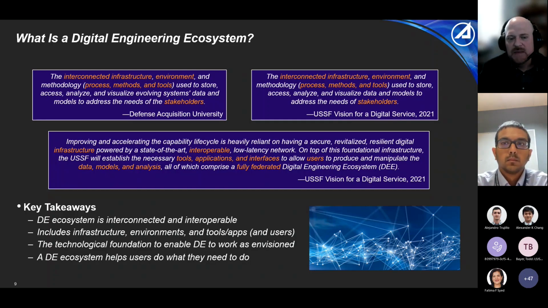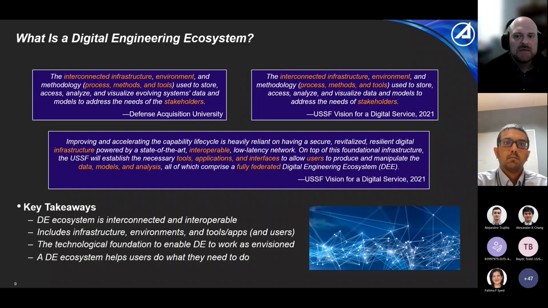One is that an ecosystem is something that is interconnected, it's interoperable across that given organization or enterprise, and it's going to include the infrastructure components, it includes the environments, and even the tools and applications. And in some cases, at least one instance here, it also includes the users as part of that ecosystem. And that's actually the way that aerospace is looking at it, the users are part of this ecosystem. Fundamentally, an ecosystem represents that technological foundation to enable digital engineering to work as envisioned and helping users do what they need to do.